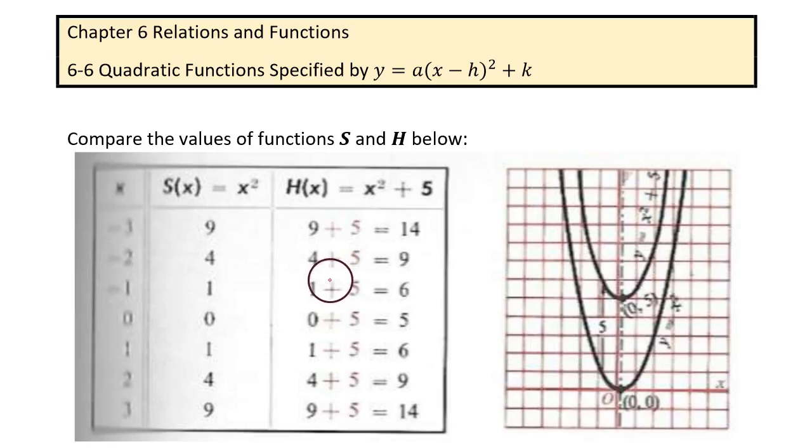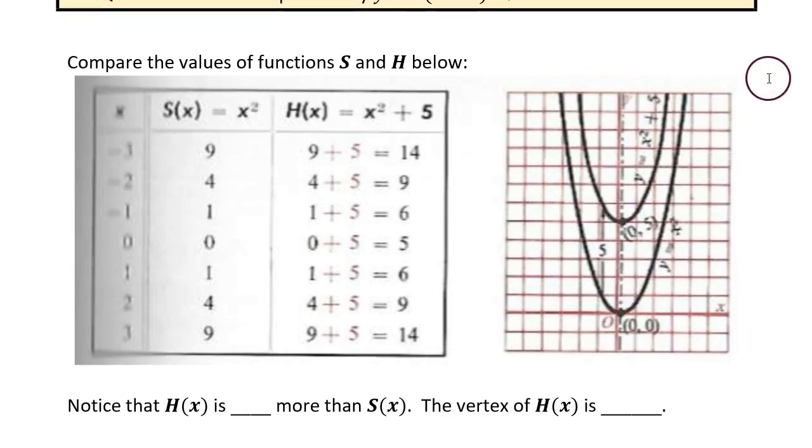This video is for section 6-6, quadratic functions that have this formula: the variable y alone, and then on the right side, this pattern, where the letters a, h, and k are specific numbers. Compare the values of functions s and h in the chart below.